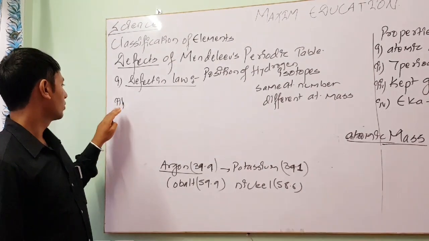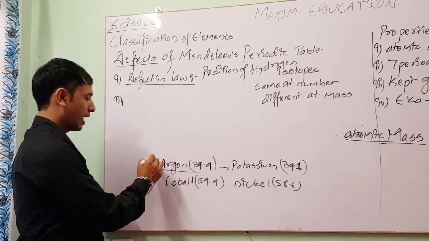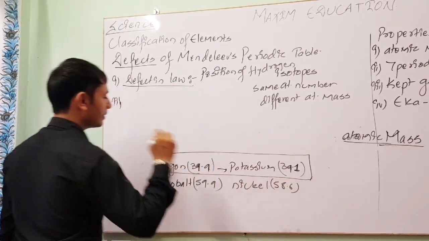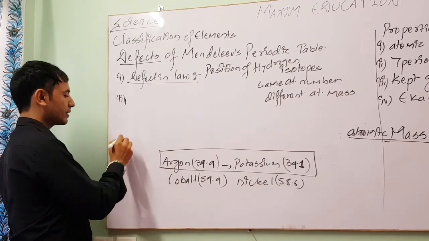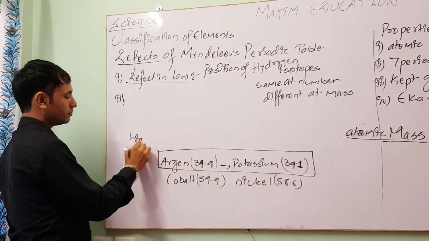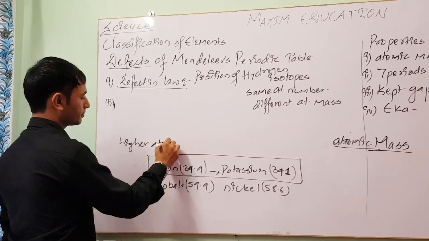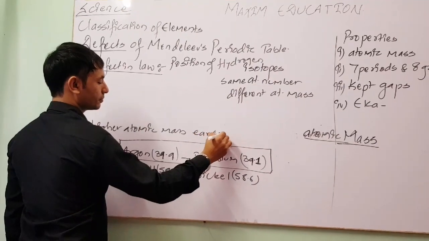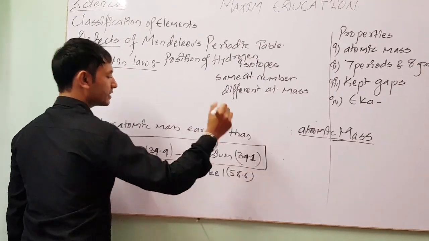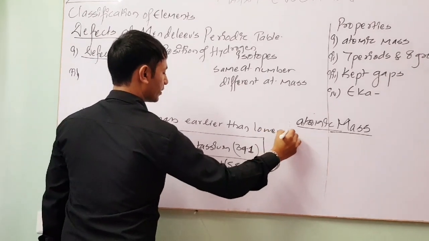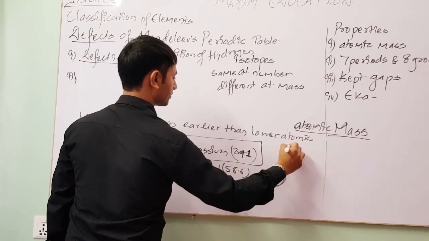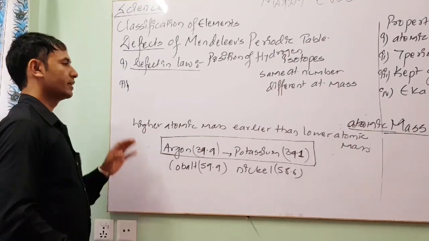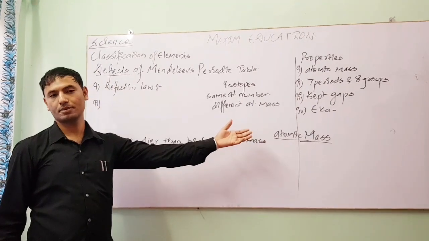Second, the defect of Mendeleev's periodic law: elements having higher atomic mass precede the elements having lower atomic mass. Or you can write, elements having higher atomic mass are kept earlier than elements having lower atomic mass. That is another defect of Mendeleev's periodic table.